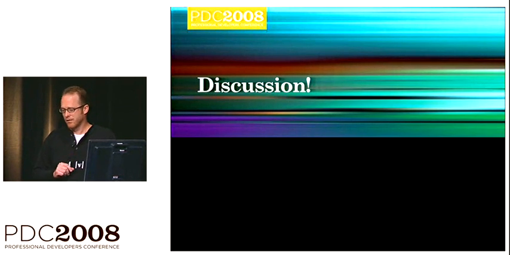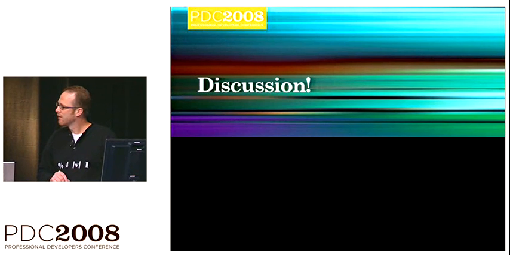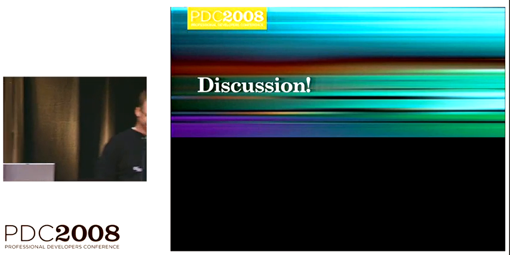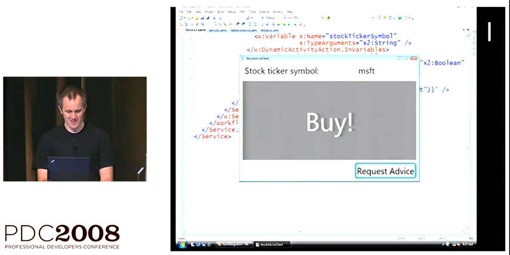In your end-to-end XAML demo, you showed your WCF service implementing an interface. Was that interface defined in XAML, or did you cheat? I don't know if we could go back. Can I go back quick? Let me show it to you. It's not cheating.